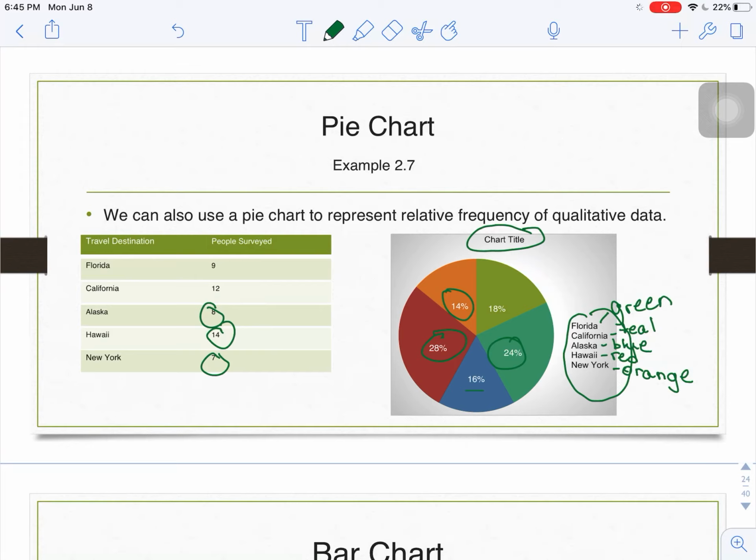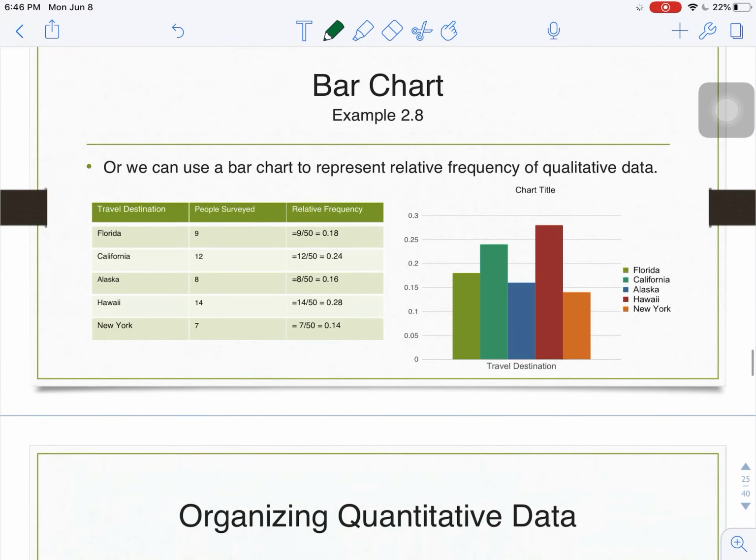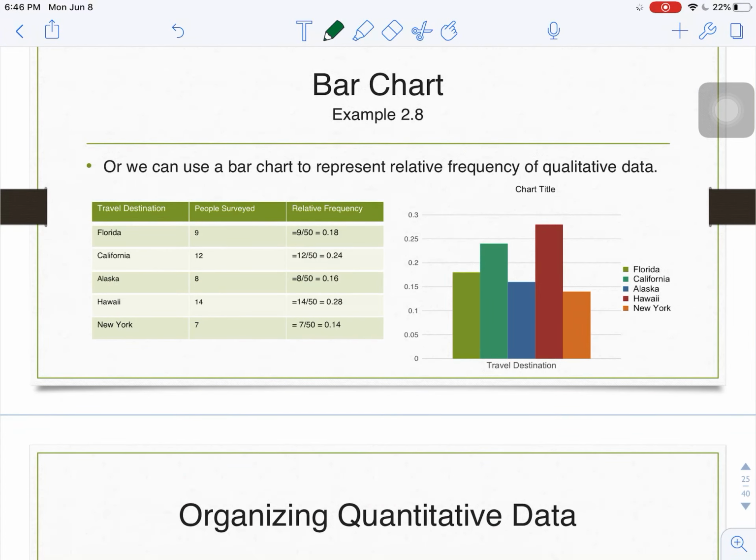So you always want to make sure that you have your percents correctly labeled. You want to make sure that you have the key to the side. And you want to make sure, so notice how here we didn't put 9 people for Florida. We put 18%. So with the pie charts, we want to make sure that we are using the percents or the relative frequency as a percent.